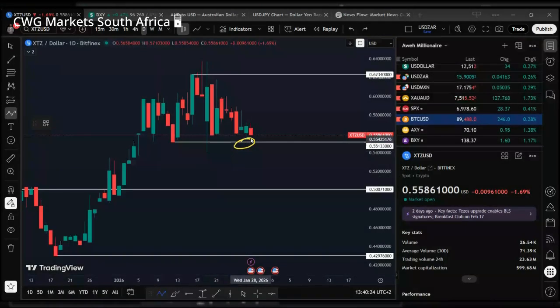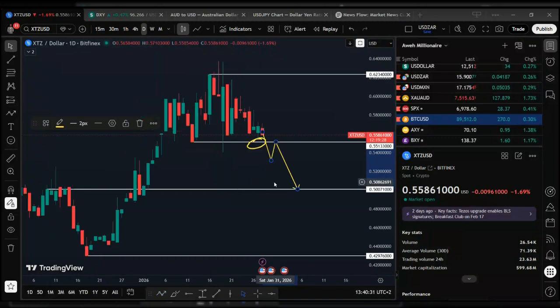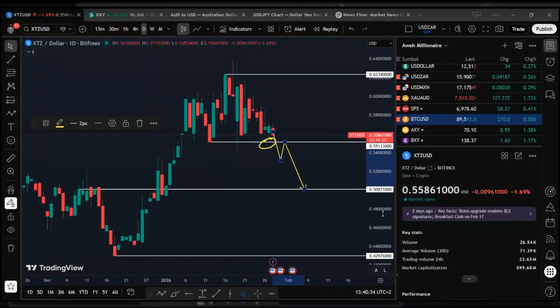level. However, a break below this level then confirms this downward momentum, opening up doors for price to continue to the downside and test the next major support, which is sitting at the 0.5007 major level of support on Tezos, which is XTZUSD. So again, very, very clear indication of important level to look out for on Tezos XTZ, which will then determine the momentum coming up for the next few days until the end of the week on this chart.